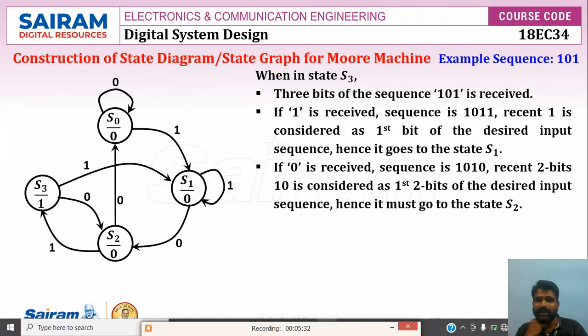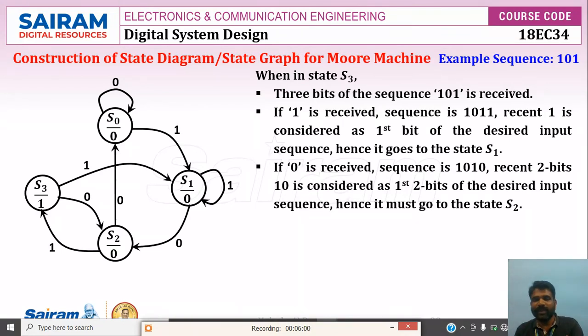Clear? This is the Moore model. The main difference between Mealy and Moore is that Moore requires one additional state as we compare. When we constructed the Mealy model, only three states were there, but here one additional state is required. And one more difference: outputs are represented within the state in the Moore model and on the directed branch in the Mealy model. Is it clear now?